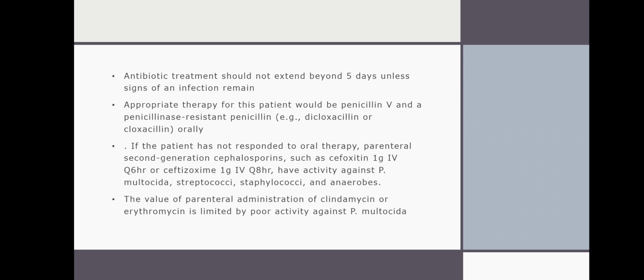If the patient has not responded to the oral therapy, parenteral second generation cephalosporins such as cefoxitin 1 gram IV Q6H and ceftriaxone 1 gram IV Q8H have activity against P. multocida, streptococci, staphylococci and anaerobes. The value of parenteral administration of clindamycin or erythromycin is very limited by poor activity against P. multocida.